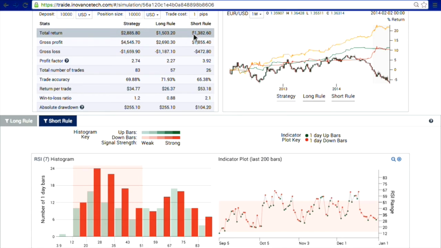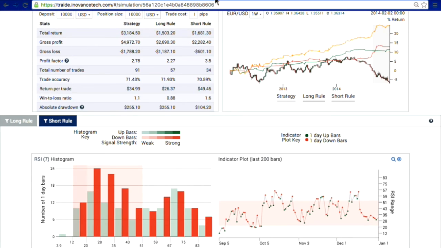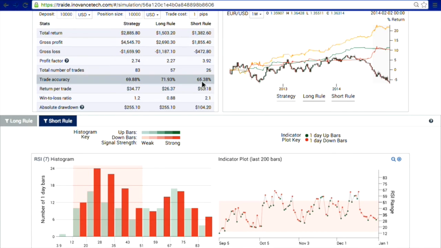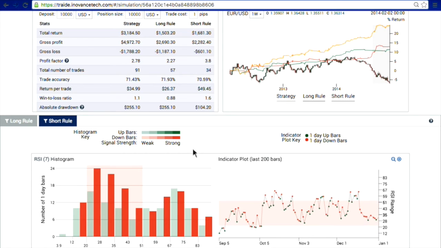But when we do put that into our strategy, we can see the return drop from 1600 with 70% accuracy down to 1300 with 65% accuracy. So that's probably not something that we're going to want to include in our strategy. And that's something that you'll be able to see clearly both in the stats as well as the equity curve.